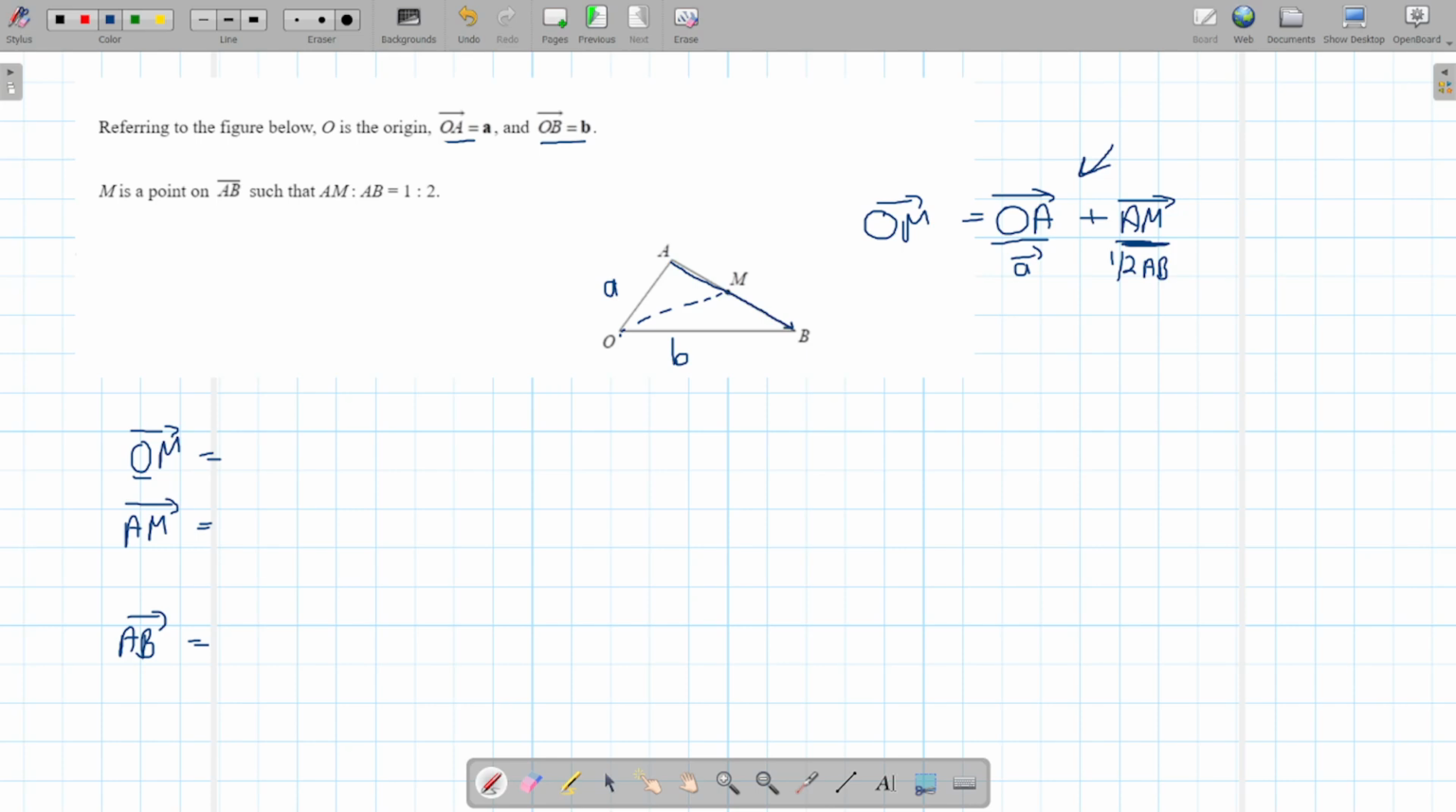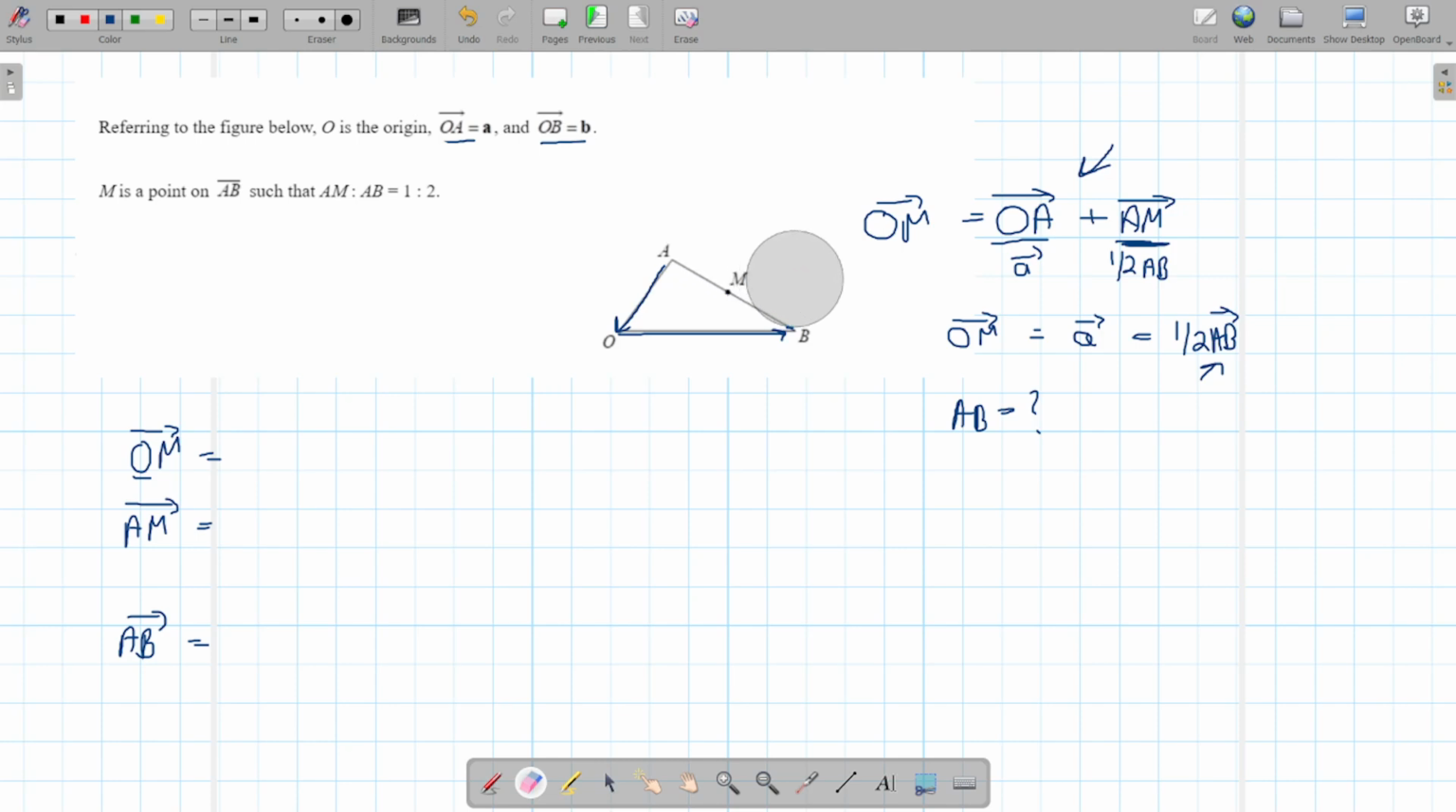This vector, AB. Can I put OM equals vector A plus half AB? Of course I can't, right? I need to know what is half AB. So to do that, I need to know what's AB. Vector AB is actually, you can go from A to B. How do you go from A to B? You go from A to O, then from O to B.